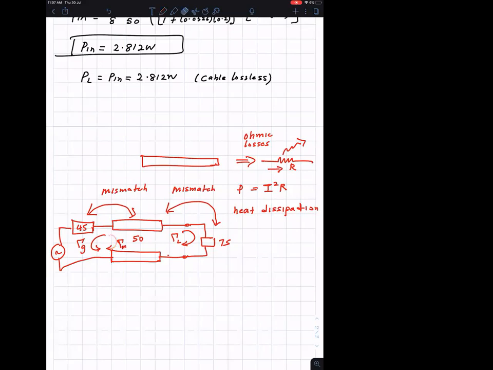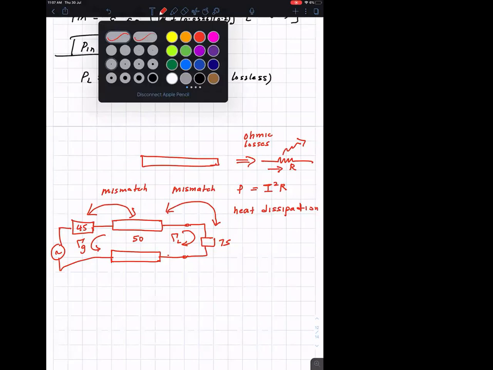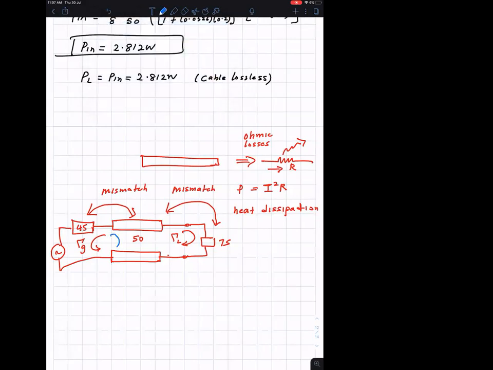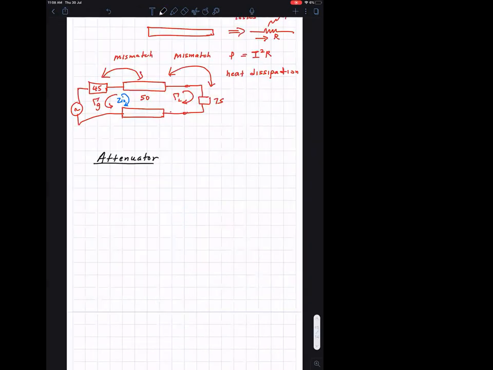Let me draw this in a different color. Next time we do another example, you'll see more.